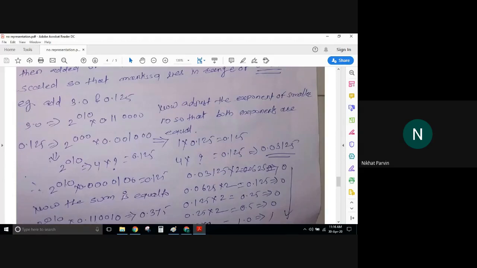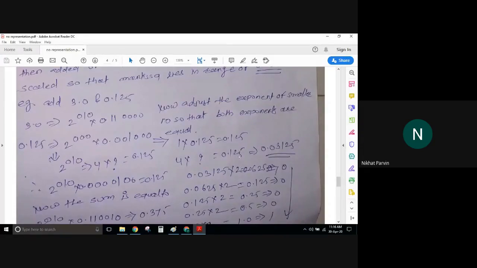Now, what did I do here? Simply your normal mathematics. 4 into something more equals 0.125, right? Now divide this 0.125 by 4. You will get 0.03125. This is what your decimal representation means. When you multiply these two, your answer will be this, right?